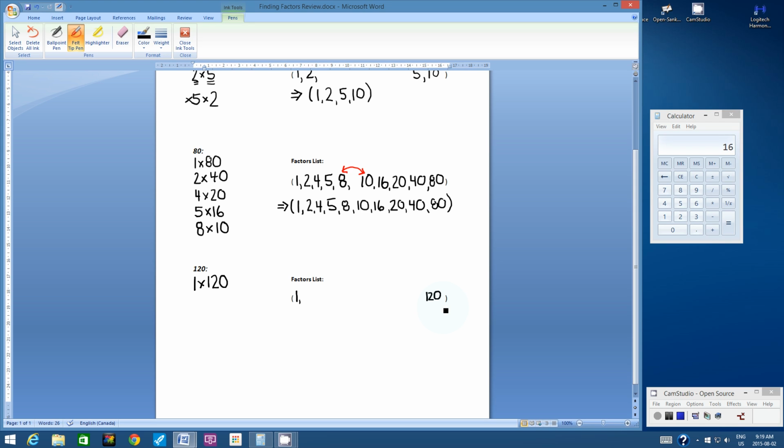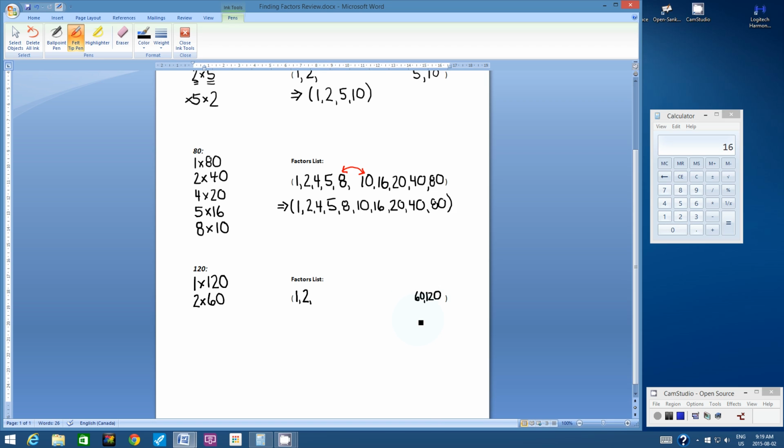Okay. How about 2? Well, it's an even number. So we know that 2 goes into 120. If you have to use your calculator, please use your calculator. So what's the other factor if one of them is 2? Well, it should be 60. Okay. All right, so we've got our next pair, 2 and 60.